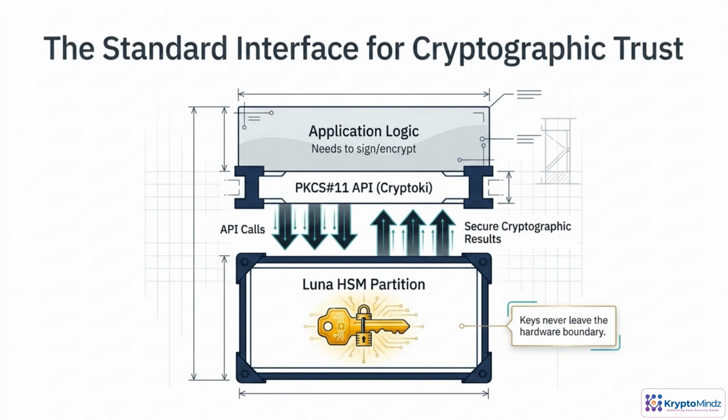PKCS #11 acts like a contract between your application and the Luna HSM. Your code just says sign this, encrypt that, or generate a key using a standard set of functions. Behind the scenes, PKCS #11 opens a secure session to the Luna partition, locates the right key, and runs the operation in hardware. The key material never leaves the HSM, while your application gets the cryptographic results it needs in a consistent, portable way.